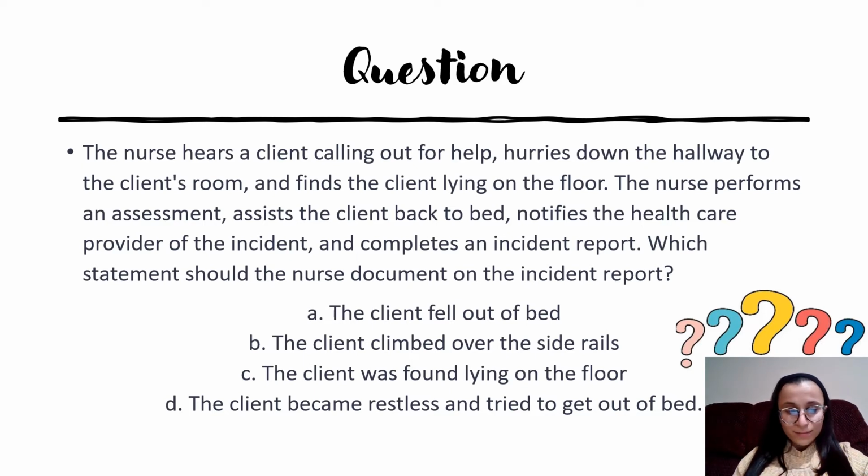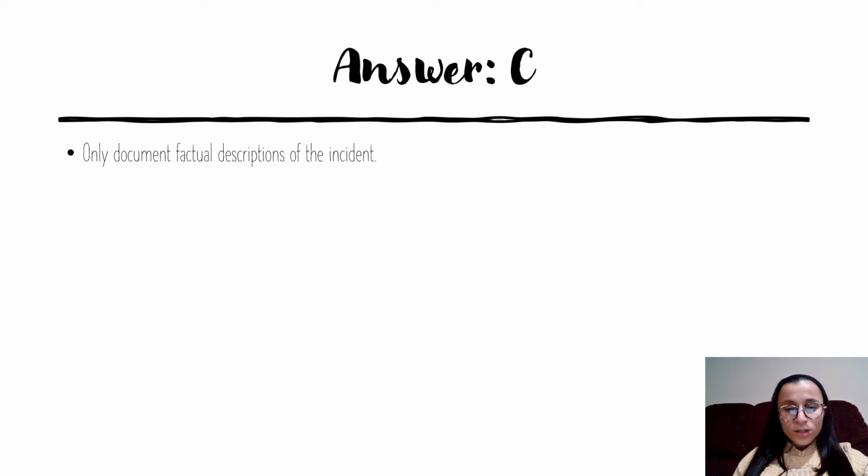So I'll give you a minute. So it's going to be C, because in an incident report, it's not a bias. You're not saying I don't like him or her, this is why. You're literally giving the facts of the event.